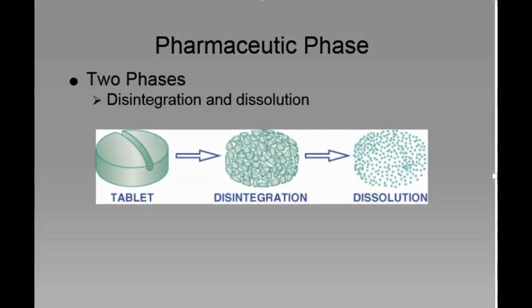In the pharmaceutic phase, the drugs become a solution so that they can cross the biological membrane. The pharmaceutic phase itself is broken up into two additional phases called disintegration and dissolution. Disintegration is the breakdown of a tablet into smaller particles. Dissolution is the dissolving of smaller particles in the GI fluids before absorption can take place.